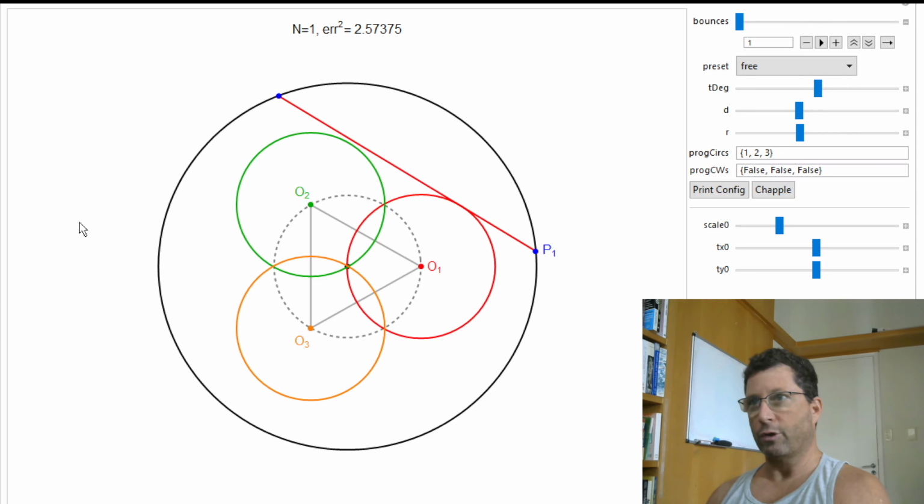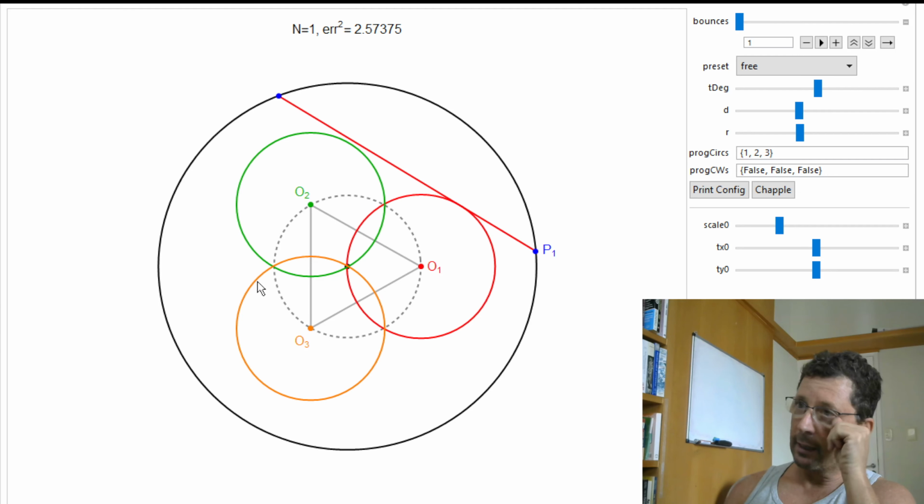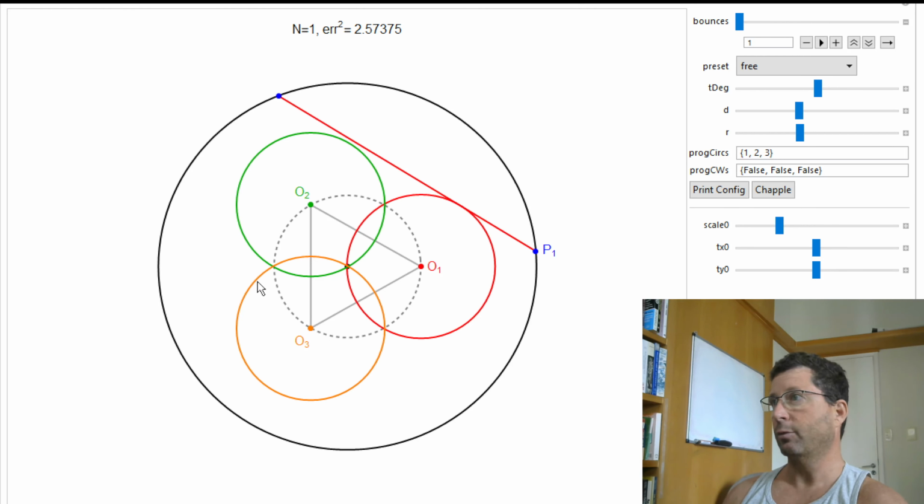So in this video I want to show yet another variant of these multiple caustic Poncelet constructions. I'm starting from a point P1 on an outer black circle, and I'm going to be using three caustics, red, green, and orange, in round robin fashion. Now these three caustics happen to be centered at O1, O2, O3, which are vertices of an equilateral triangle, this gray equilateral here, whose circumcircle, this dashed gray circle, is concentric with the black.